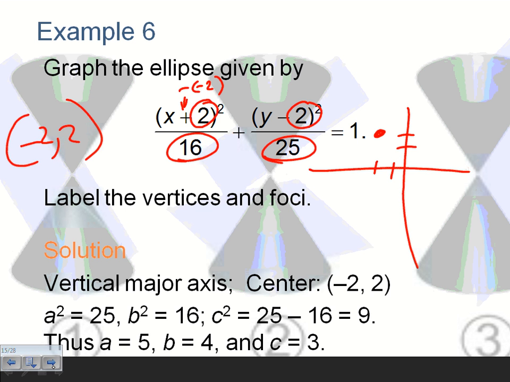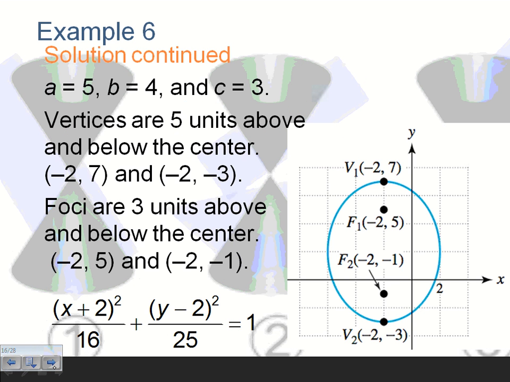We know that a squared is equal to 25. a is our major axis. So we know that our ellipse is going to look something like an elongation, with the elongation in the vertical direction. We know that b squared is 16, and we know that c squared again is 9. Thus, a is 5, b is 4, and c is 3. So let's take a look at how this bad boy looks.